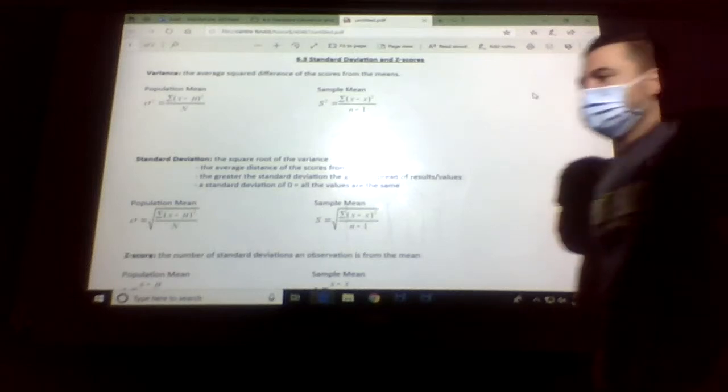Okay, so we're at 6.3. This is probably the most important lesson for the course, possibly. And if any of you are going to take statistics in university next year, this is mainly what they're going to be talking about: standard deviation, z-scores. They get into different scores as well.